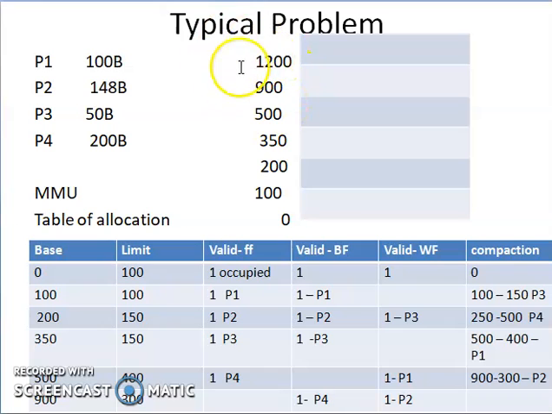So let us look at the numerical. In this numerical, there are four processes which are entering the memory. The first process P1 has a size of 100 bytes, the second process has a size of 148, the third process has a size of 50 bytes, and the fourth process has a size of 200 bytes.